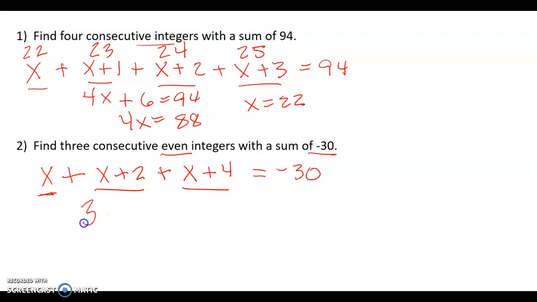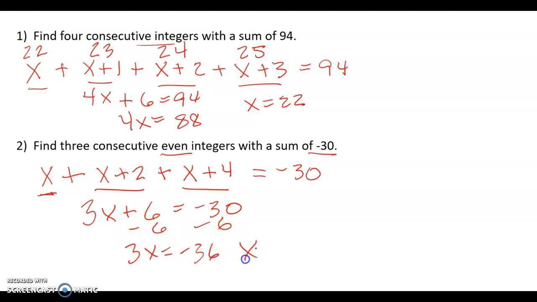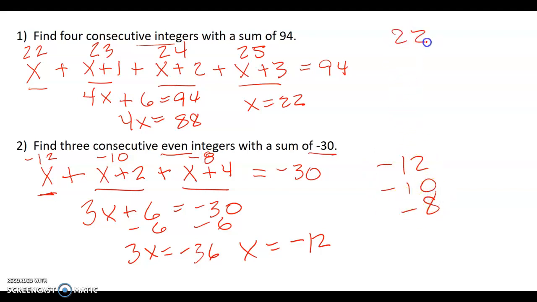So we're going to collect together our x's, collect together the other numbers. We're going to subtract 6 from both sides. So 3x is equal to negative 36. So x is equal to negative 12. So this is going to be negative 12. Add 2 to it, and this is going to be negative 10. Add 2 more to that, and we are going to be at negative 8. So my answers are going to be negative 12, negative 10, negative 8. We have 22, 23, 24, and 25, and you can check that math.